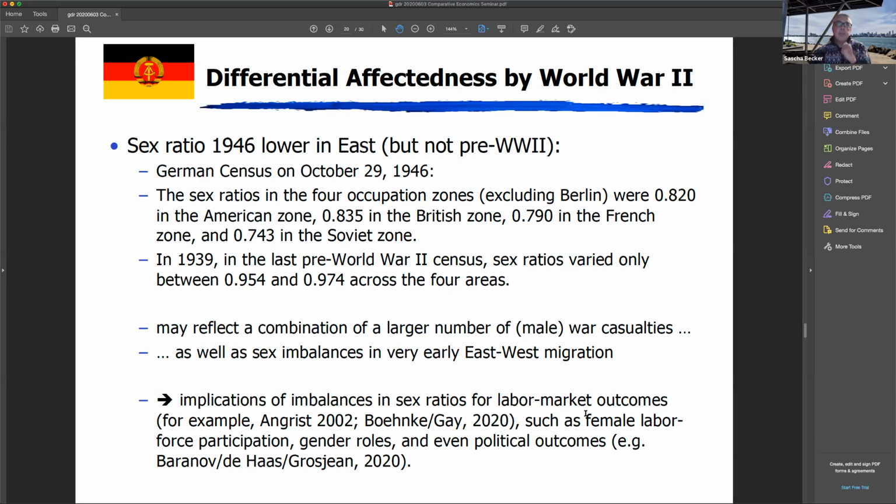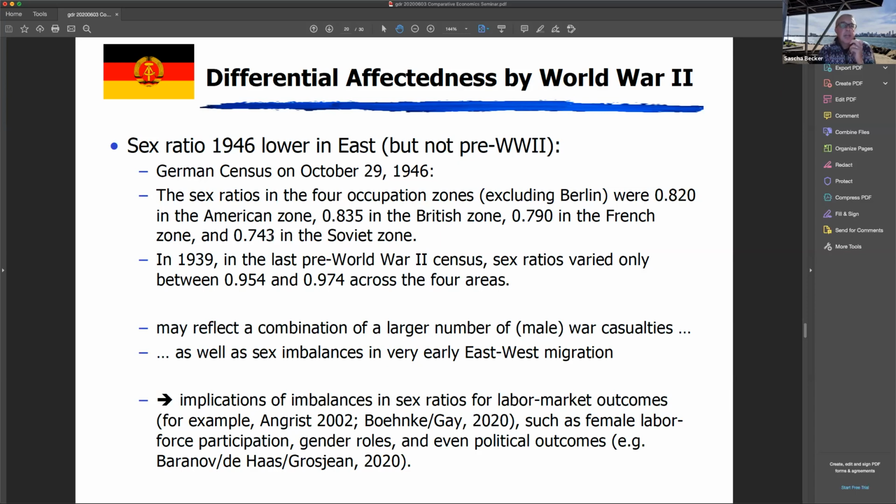So what we did here is we took the first German census from 1946, and we look at sex ratios. And before World War II, the sex ratio, so ratio of men to women, was roughly the same between East and West. After World War II in 1946, the sex ratio in the East is substantially lower. In the British zone, it would be 0.83, French zone 0.79, but in the Soviet zone, it's 0.74. So it's the lowest of all the occupation zones in the Soviet zone.